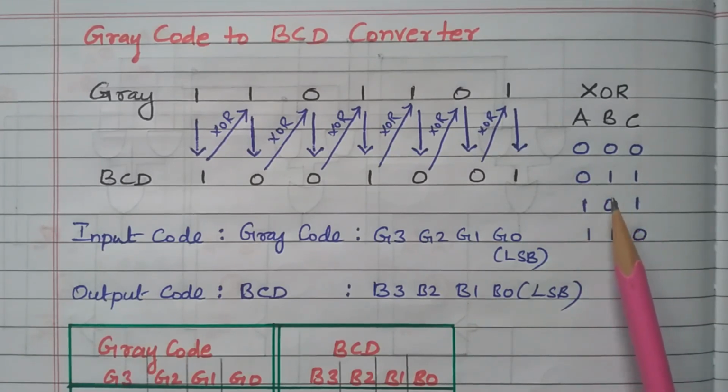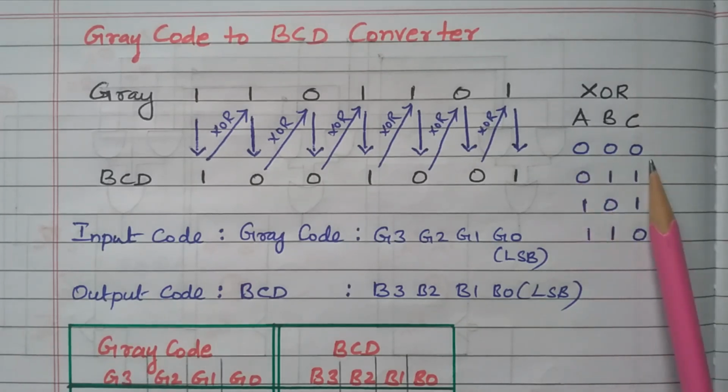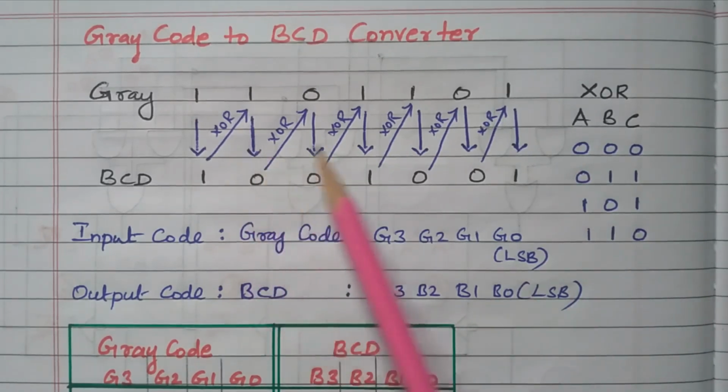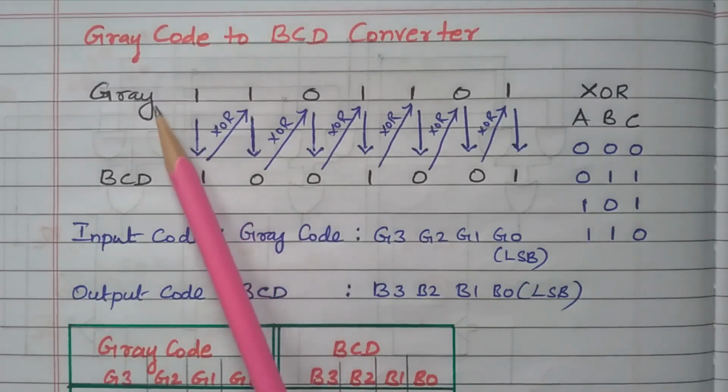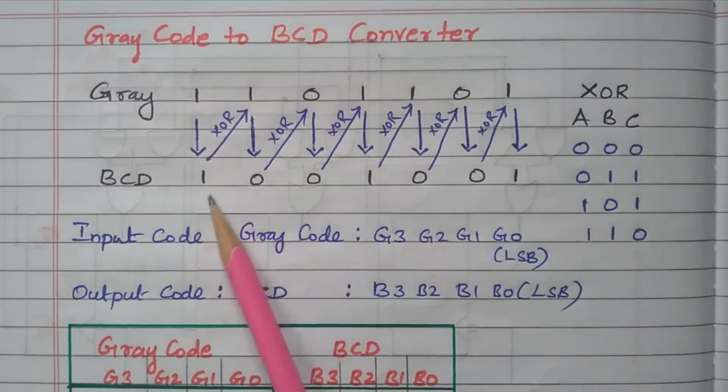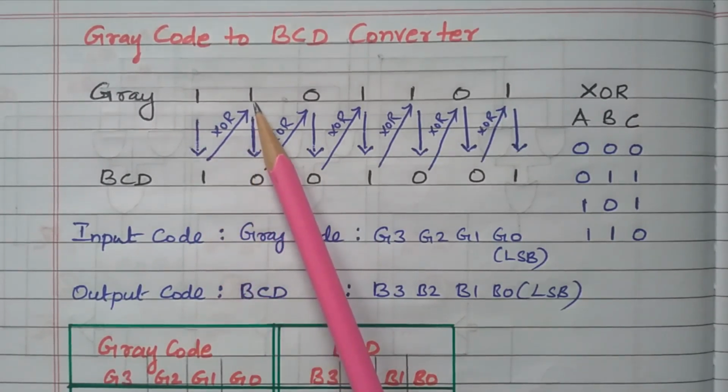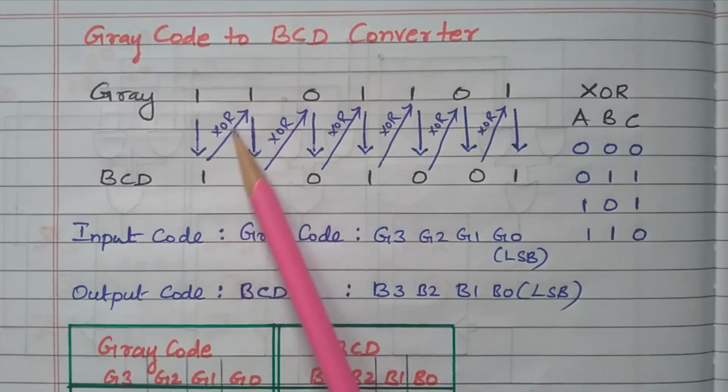So in an XOR gate, when both the inputs are equal, the output is 0. When both the inputs are different, the output will be 1. Based on that, we can perform this XOR operation. In the gray code, the first digit is written as it is. That is the first digit of the BCD. Now the first digit of BCD is XORed with the second digit of the gray.